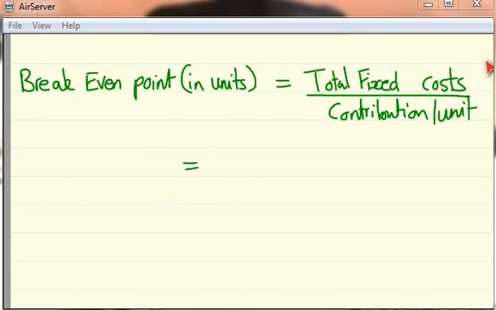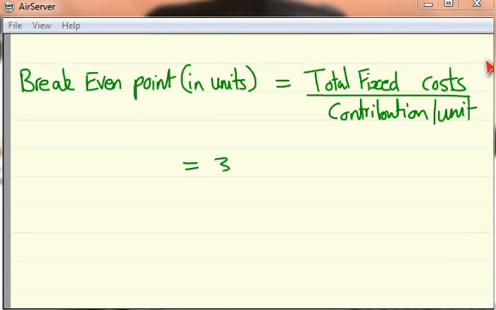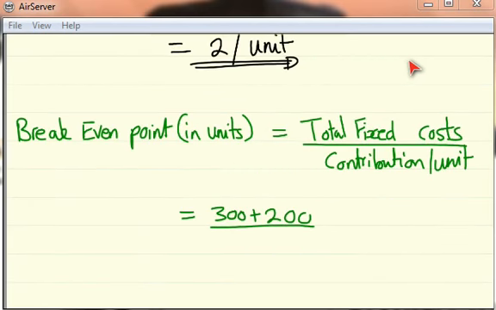So my total fixed costs, these are the other two costs that I didn't use. It's my rent per month of 300, my fixed cost per month of 200. So it's going to be 300 for rent plus my overheads of 200, divided by my contribution per unit, which is what I just calculated on top, which is 2. What do I get? I end up with 500 divided by 2, which is 250 units.